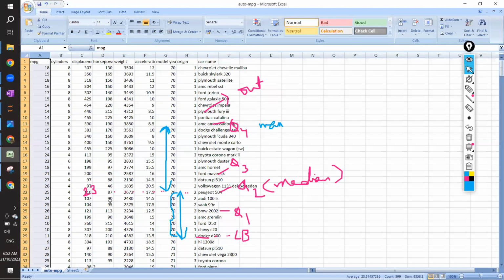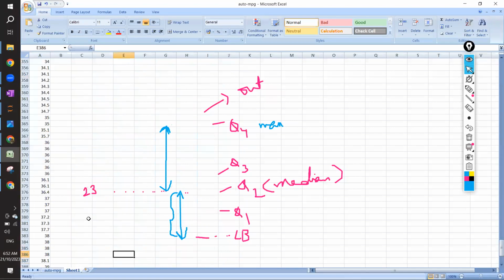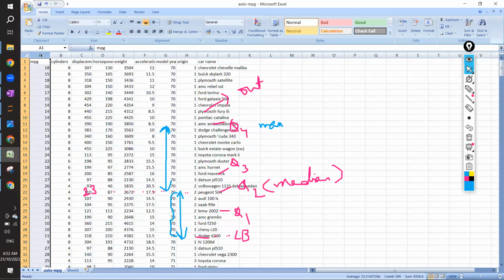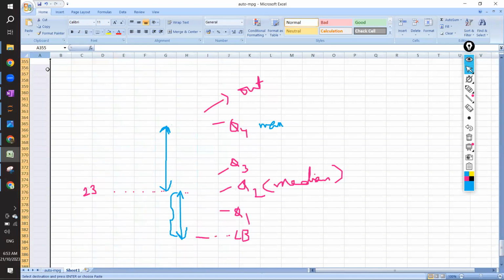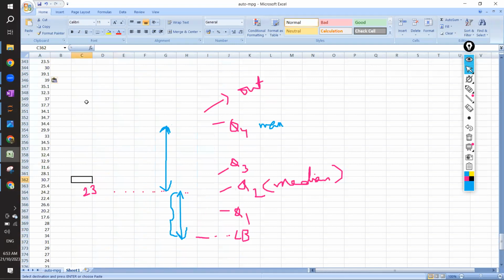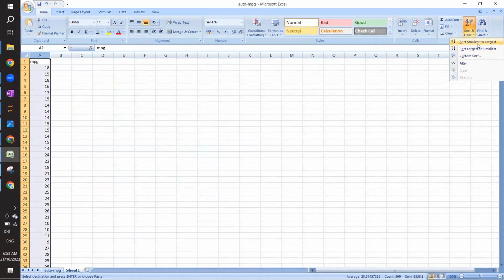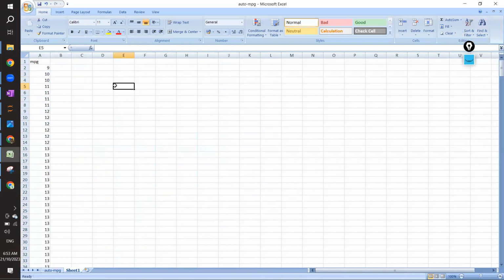So if I go here, I'll take this MPG column and paste it here. And this is not in sorted order, so I will go here and do smallest to largest. Okay, now this is sorted order. Fine. So initially, the first observation is that the minimum value is around 9.